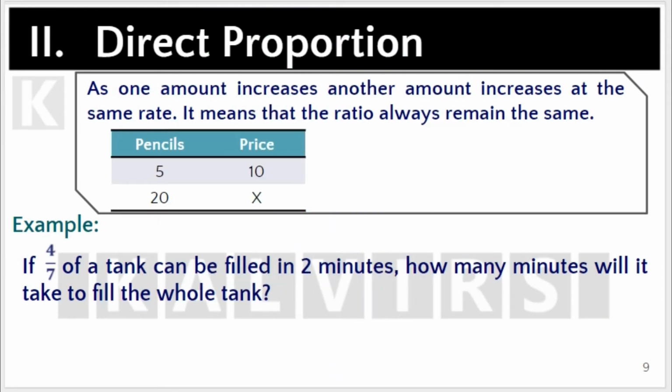As one amount increases, another amount increases at the same rate. It means that the ratio always remains the same. For instance, pencils and price. Pencils is directly proportional to the price. Therefore, pencils over price is a constant.